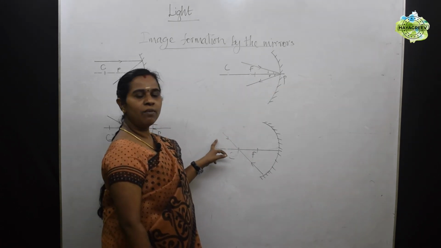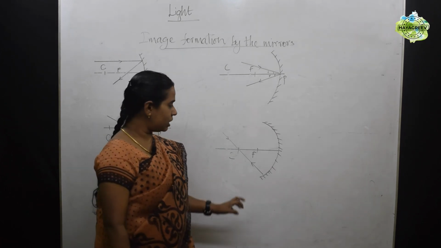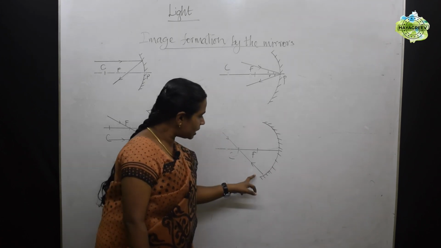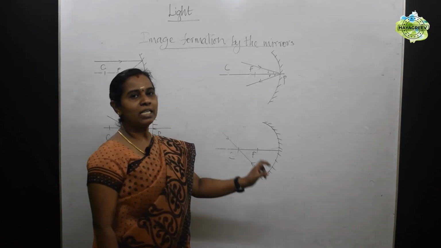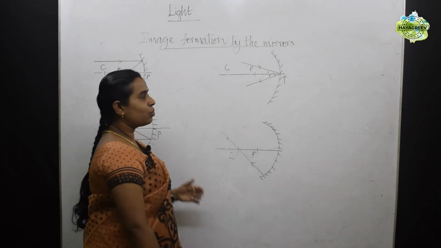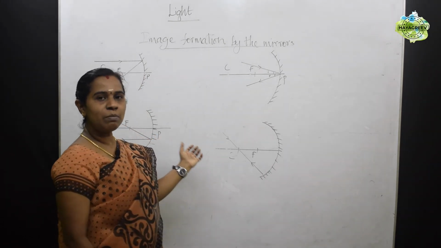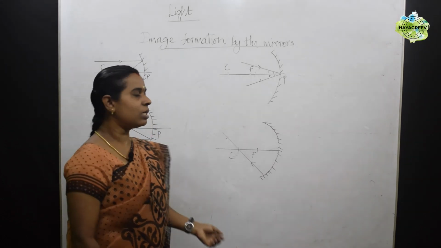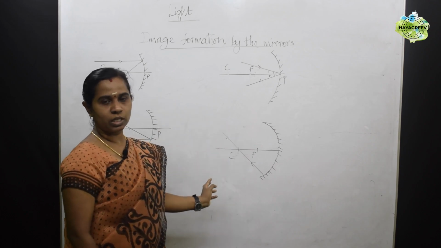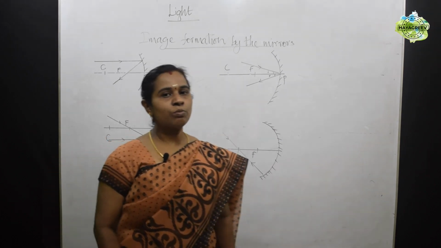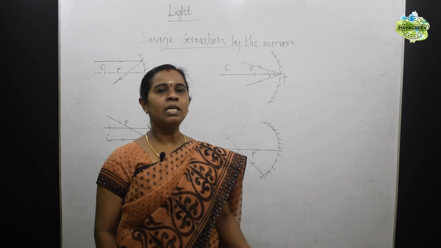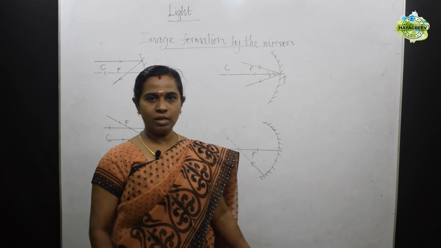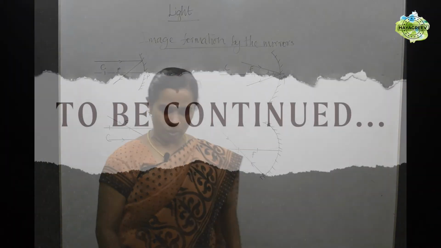The fourth ray, which passes through the center of curvature, after reflection retraces its path. This is the incident ray, and the reflected ray goes in the same direction. So when we draw image formation by a convex mirror or concave mirror, we should follow these rules. Then we will get the size of the image, where it is forming, and whether the image is real or virtual, all with the help of these rays.